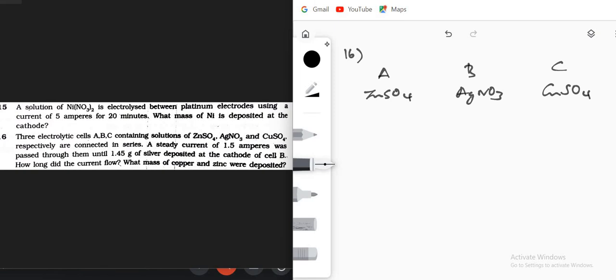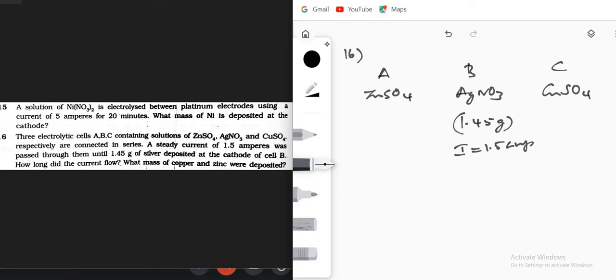Now it was given that a steady current of 1.5 amperes was passed through them until 4.5 gram of silver deposited. So what is the amount of silver deposited? 4.5 grams. And what is the current passed? Current in ampere? 1.5 amperes. Now what we have to do? We need to find out how long did the current flow.